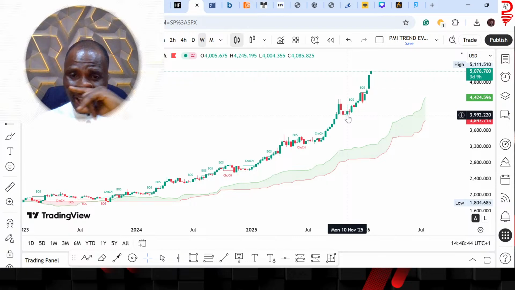And if it is the reverse, if the price is below the cloud on the weekly, now you know that the directional bias is a sell.